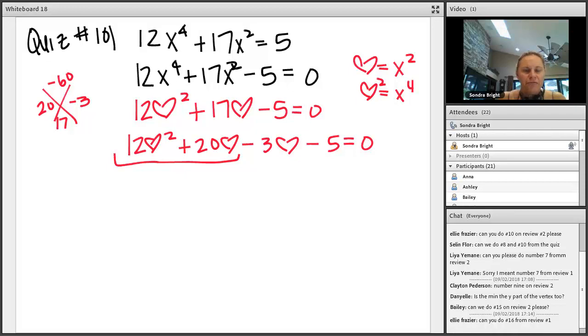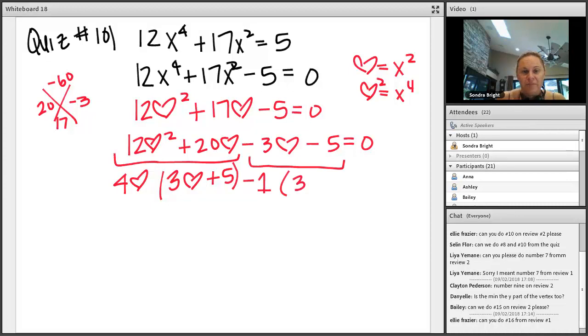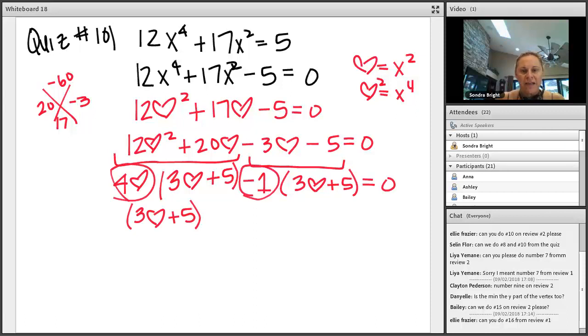What's in common to that? A 4 and a heart, which will leave you with a 3 heart plus 5. And then you factor what the second 2 have in common, which is nothing but a negative. So I'm going to factor out a negative 1 and be left with 3 heart plus 5. Your parentheses match, so that's one of your factors. And then the other one comes from 4 heart minus 1, those guys right there.